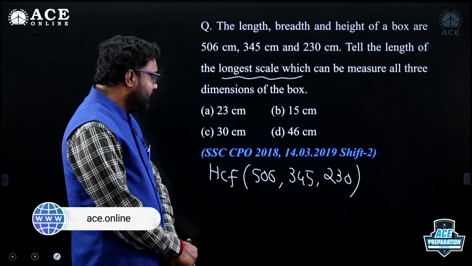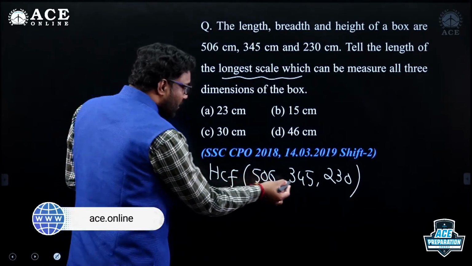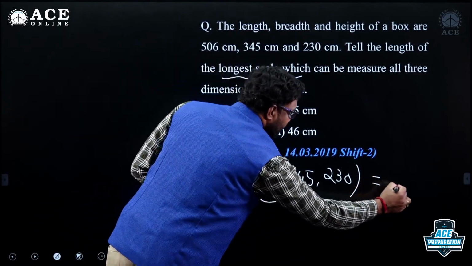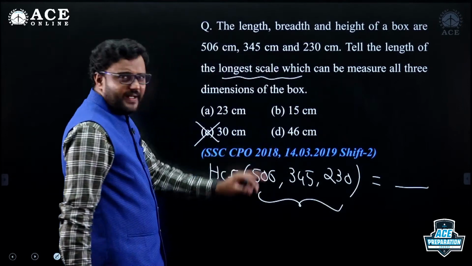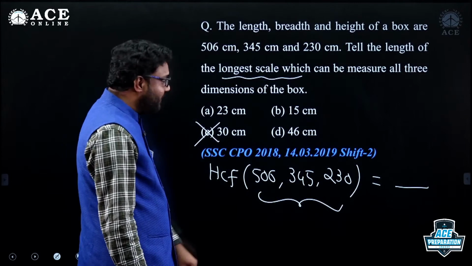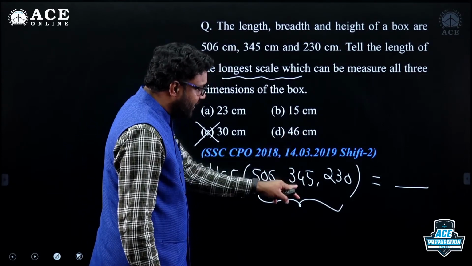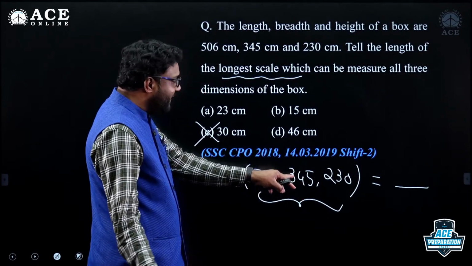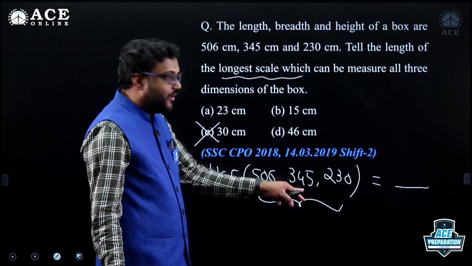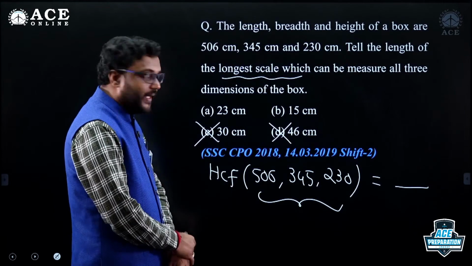Now see, we can cross check the options. 30, no, 345 is not a multiple of 30. All these numbers should be divisible by your answer. Take differences, that we can also apply. 506 is even and 345 is odd, so we don't get an even number as the HCF. This is not correct. It might be 15 or 23.